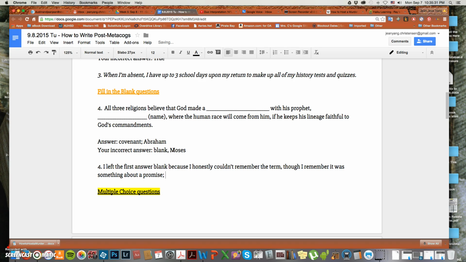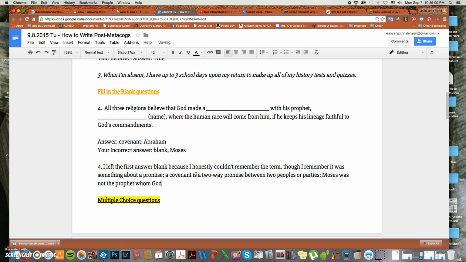Okay, and then you can say a covenant, because then you have to actually explain what the answer is. The covenant. Oops, I misspelled that. So let's go ahead and correct that. A covenant is a promise, a two-way promise actually. A promise between two peoples or parties. Moses was not the prophet whom God made a covenant with, but the guy who brought down the 10 Commandments. Remember that?